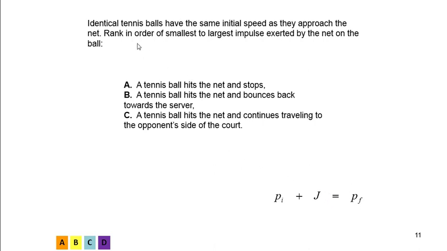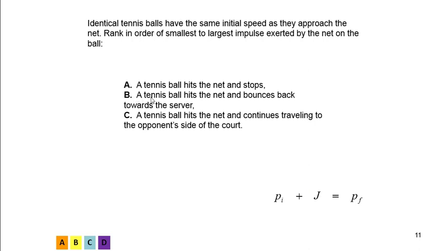Now, in this problem, the balls are coming in with the same initial speed, so P initial is going to be the same in these three cases. The difference is P final. That's what's being described. And then based on what P final is, we can try to figure out what's happening with J. Okay. So if the tennis ball hits the net and stops, we come in with some P initial, P final would be 0. So we only need enough impulse to bring this value down to 0. Okay, so for part A, you can think J is kind of equal to negative P initial.